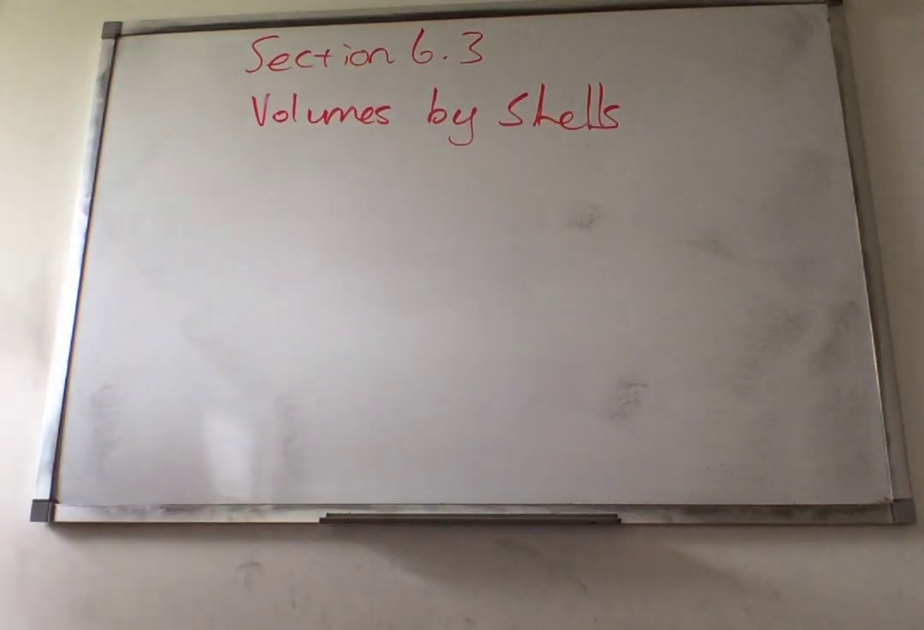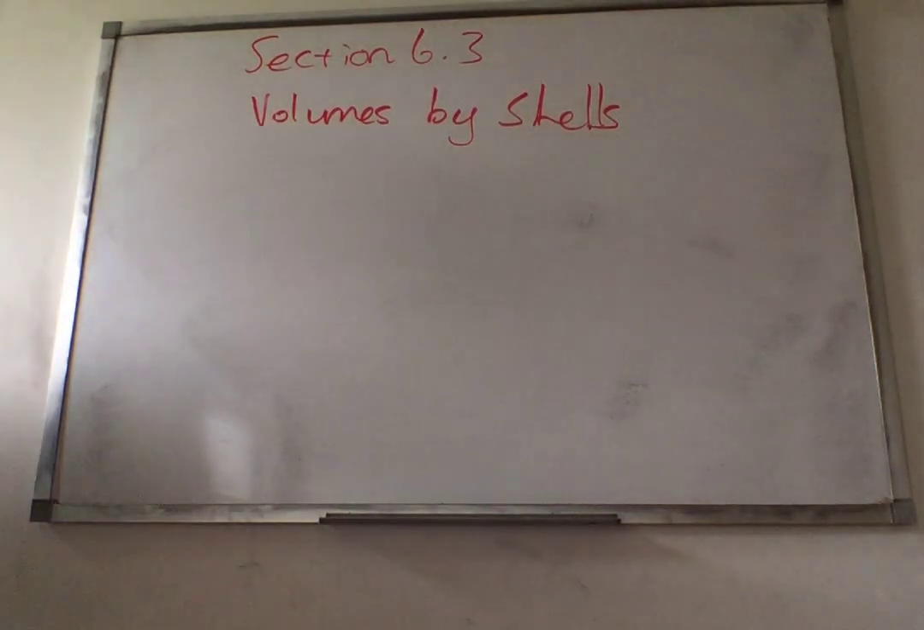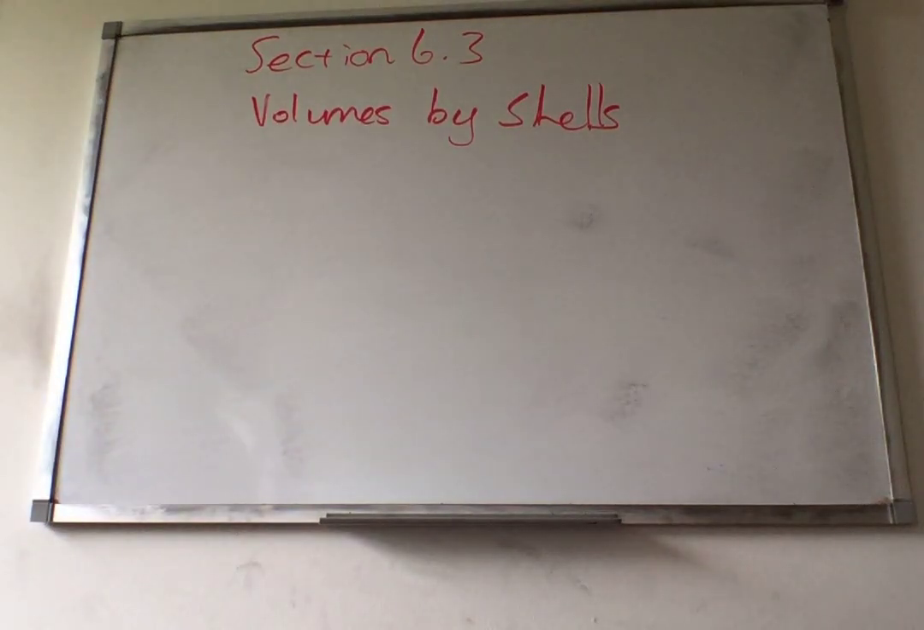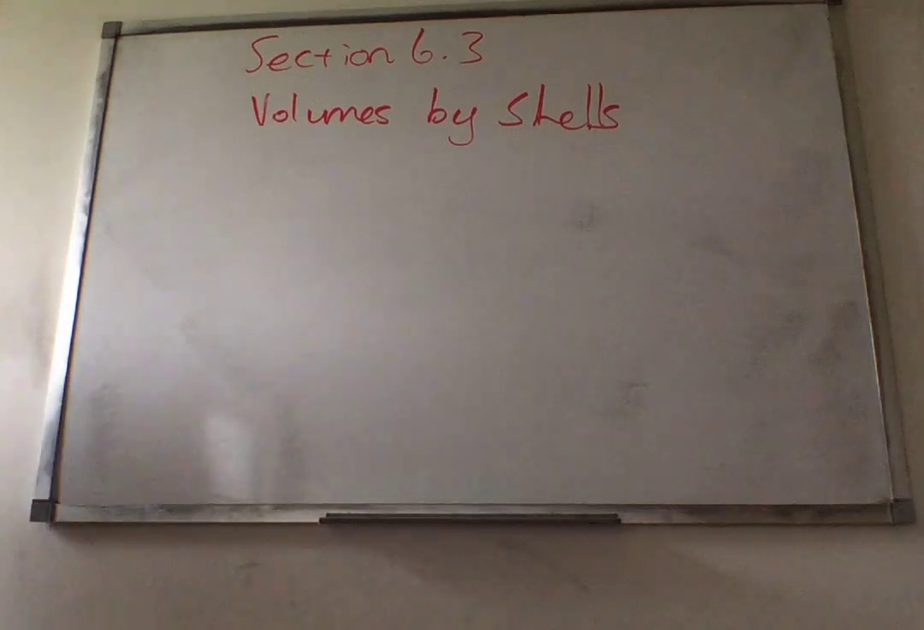Here's the last section, section 6.3, volumes by shells. As I mentioned in the previous video, this gives us a method to find the volume of a revolution around the y-axis. A lot easier way of doing it than the disk method, because we have to solve for the function in terms of y. That could be difficult to do.